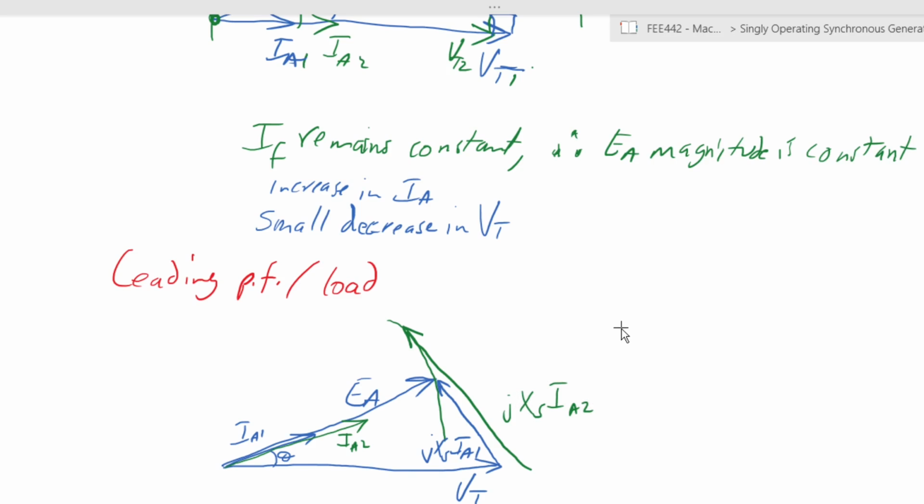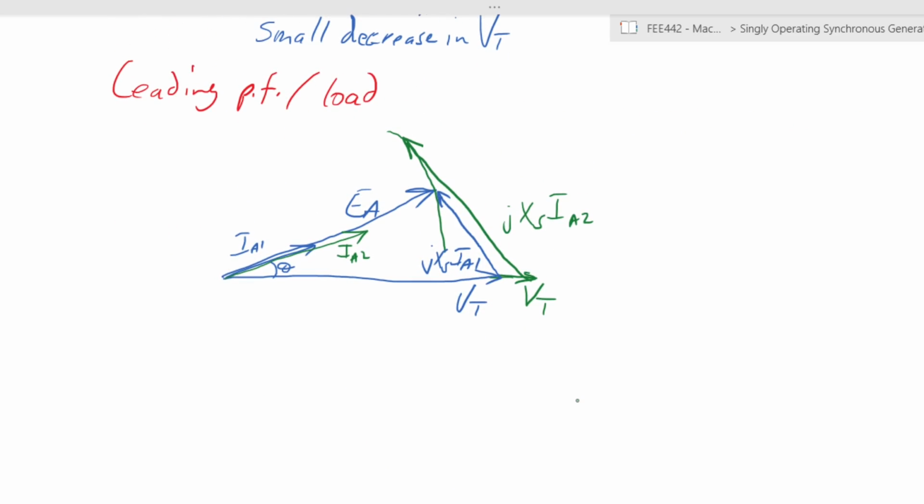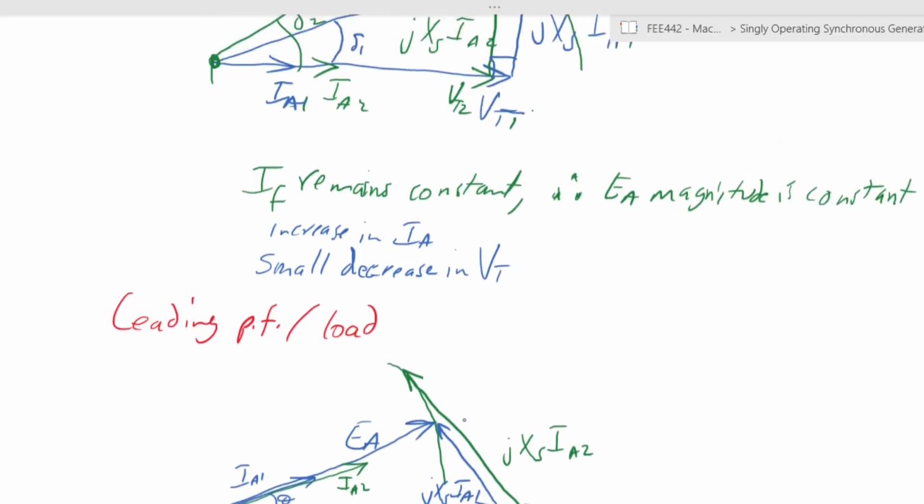So what you'll notice is you then have a VT2 that is slightly increased because of a large increase in the current at a leading power factor. So you have an increase in IA leading to an increase in terminal voltage. So this is an interesting one.